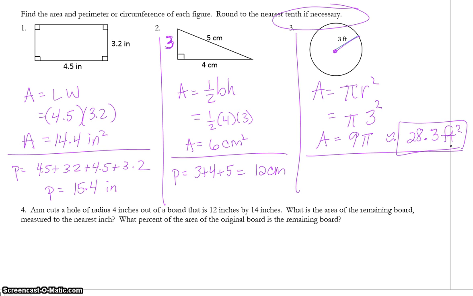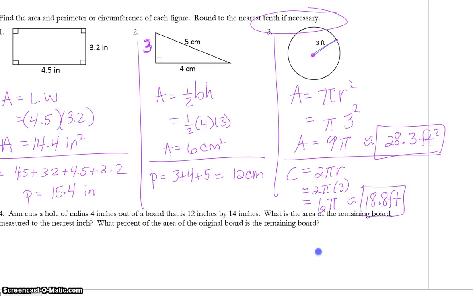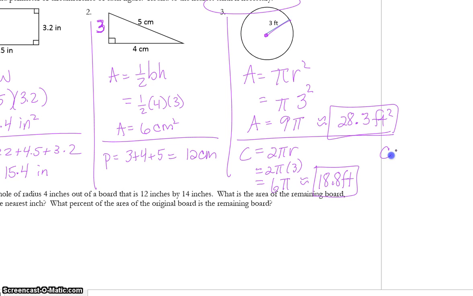Now circles don't have perimeter, they have circumference, and circumference is just 2 pi r. So 2 times pi times 3. 3 times 2 is 6, so you have 6 pi, which is exact. But if you multiply by pi, or 3.14, you get approximately 18.8 feet. If instead of using 2 pi r, you wanted to use circumference equals pi times diameter, that's okay, because a diameter is just 2 radii.